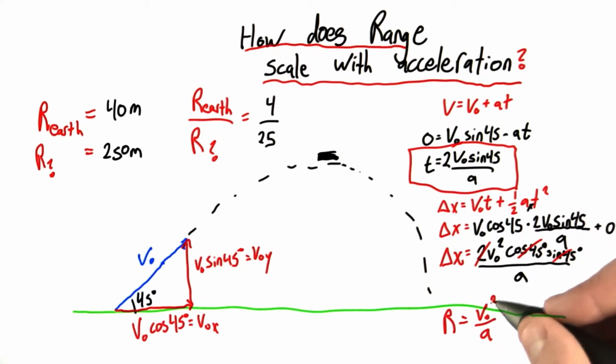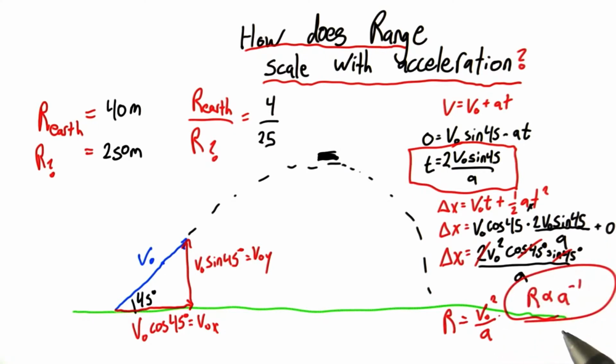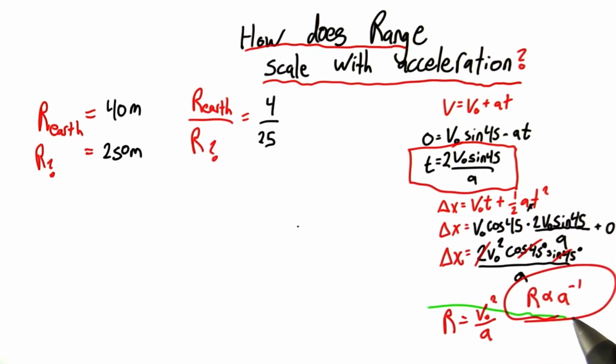Now, I don't really care about v0 squared. I want to know how range scales with a. And it turns out, well, it's proportional to 1 over a. Or, r is proportional to a to the negative 1. Well, so what? How do I use that?